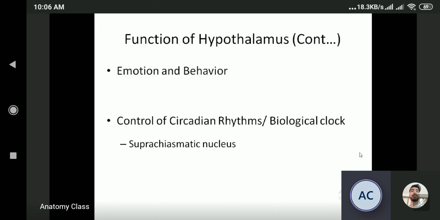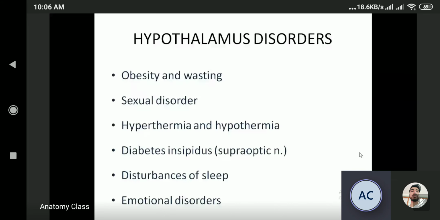Okay. So as the hypothalamus has so many functions, if it has some disability or some lesion occurs within the hypothalamus, we can just imagine what its signs and symptoms will be. How extensive its signs and symptoms will be. Okay. So obesity and wasting are there.